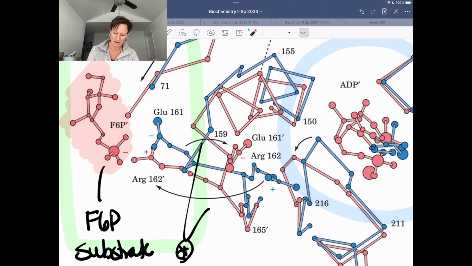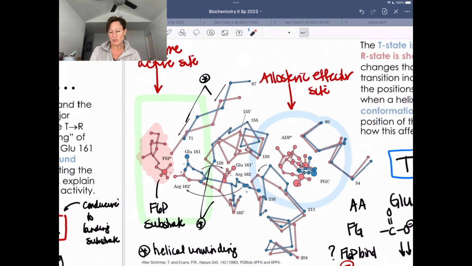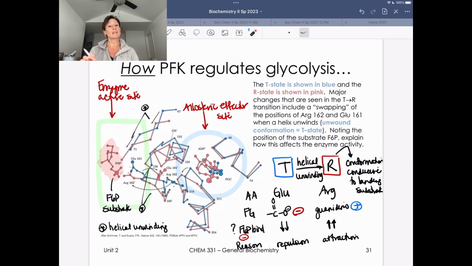So again, let's look at this over here. Remember, red is R state here. So when we're in R state, we've got this positively charged arginine group that's going to make it easier for that F6P to bind in the enzyme active site. When we are in T state, there's a glutamic acid residue that's going to form a repulsive interaction with the substrate, again, making it not conducive to bind its substrate when we're in T state. So some structural details there that let us understand how a conformational change is going to control whether or not we are conducive to binding substrate or not.